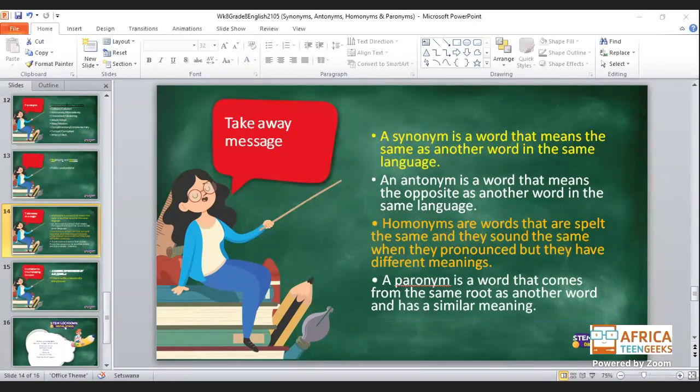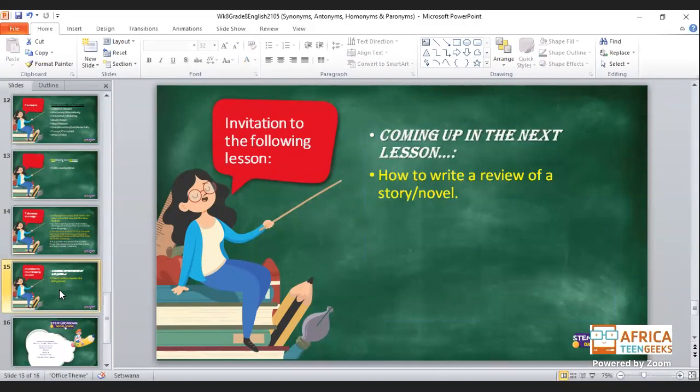So today there is no homework, and in case you are wondering what tomorrow's lesson will be all about, tomorrow it will be about transactional writing. So we will be learning about how to write a review of a story or a novel. Okay, so that is what tomorrow will be all about.